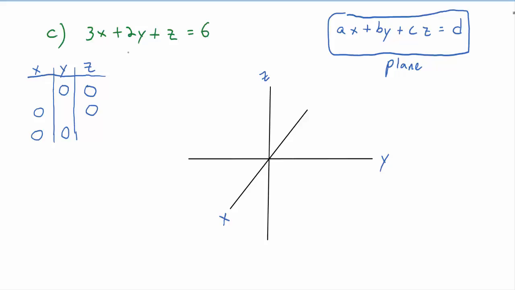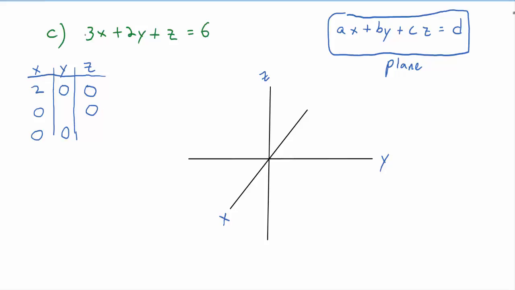Okay, so think about this. What would the x-intercept be? All you have to do is cross these out, because if you plug in 0 for y and z, they're gone, right? You get 3x equals 6. So what's the x-intercept? 2. 2, 0, 0 technically, right? 2, 0, 0.